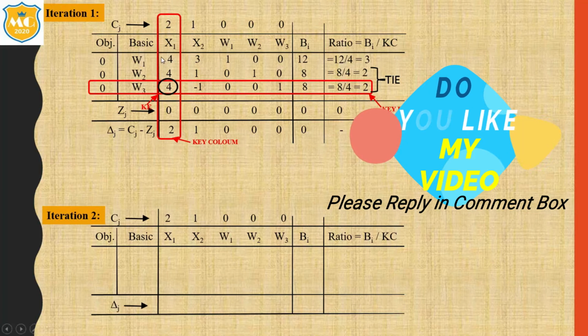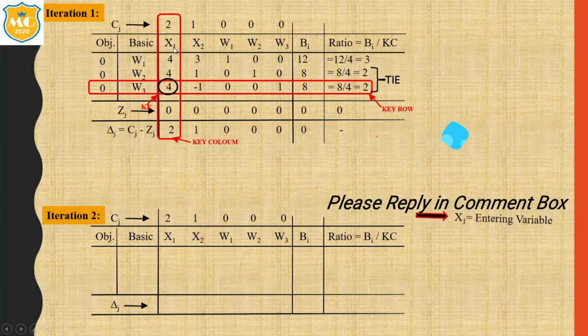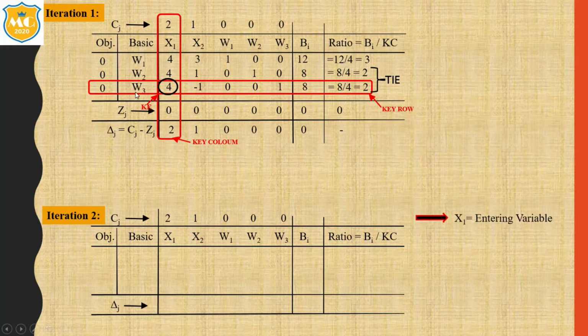So here x1 is the entering variable and w3 is the leaving variable. So first we have to replace this value. So here 0 and w3, in that we have to write down 2 and x1. So first we have to write down this value. Remaining values, that is w1, w2 and 0, 0, we just have to write down as it is.